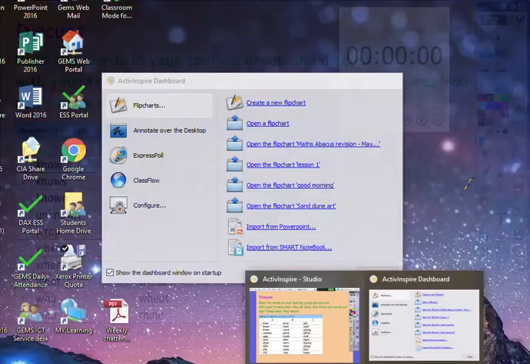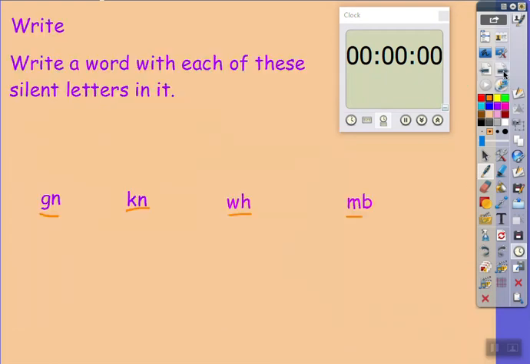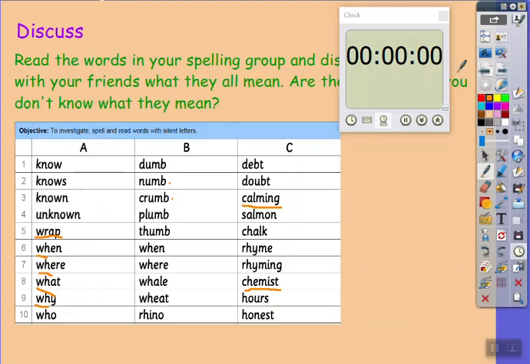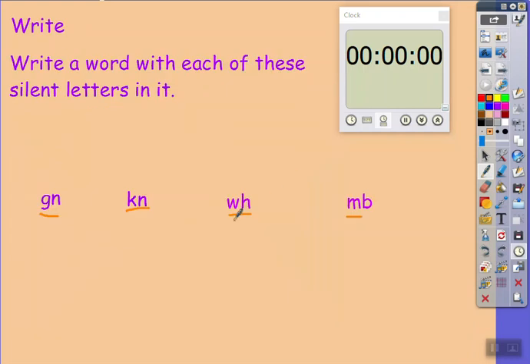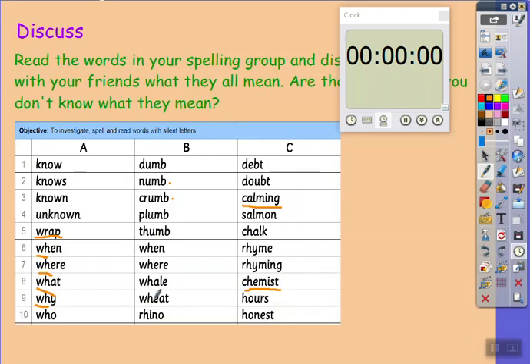Okay, moving back again. For the KN, for the N, so you could have had no, knows, known. We also know knight, as in a knight of the realm. Knife and knee are ones you could have had here. For the WH there, we talked about these ones, you could have had those. And MB is normally at the end of a word, so our rhyming words here: dumb, numb, crumb, plum, and thumb. Any of those you could have used, okay?